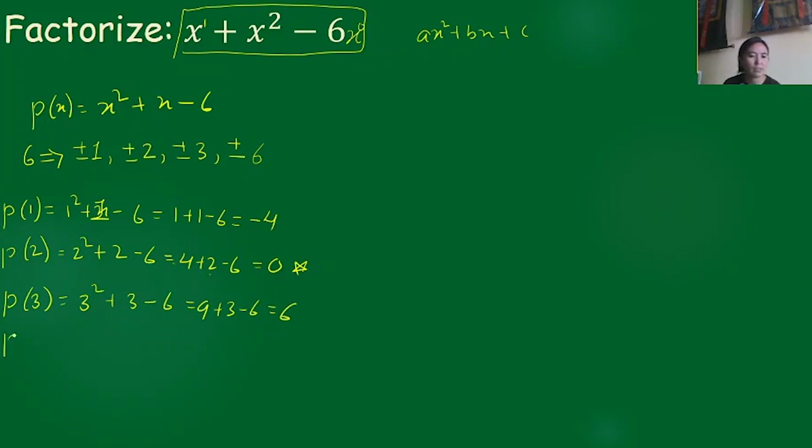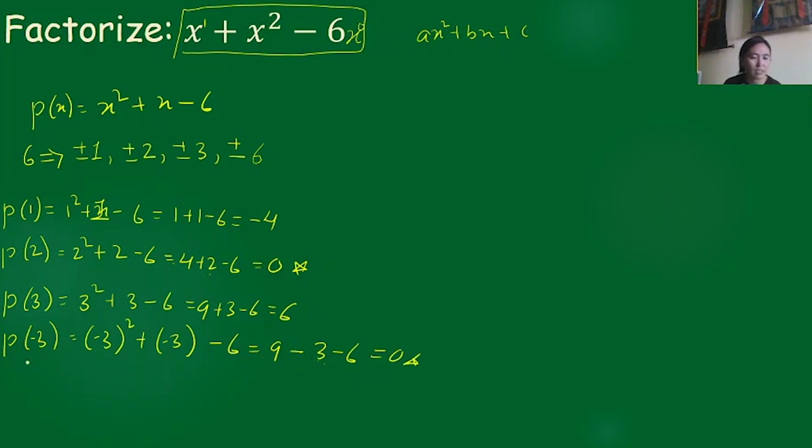So let's take p of minus 3, which is equal to minus 3 square plus minus 3 minus 6, which is equal to minus 3 square is plus 9, plus minus 3 minus 6, which is 9 minus 3 is 6, and 6 minus 6 you will get 0.